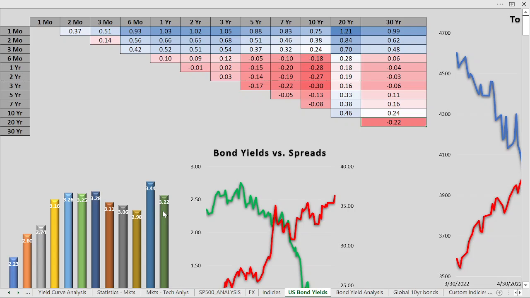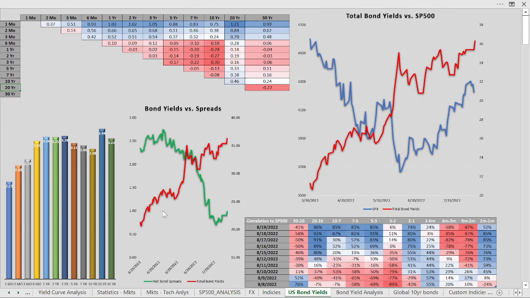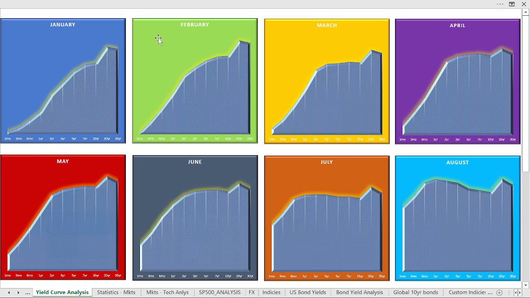And again, in what we call normal economic conditions or a normal growth cycle, we'd expect the longer-term maturities to have a higher bond yield than the shorter-term maturities. Now, with that said, I thought it might be helpful to take a look at how our bond yield has progressed over the course of the past few months, since January, actually.